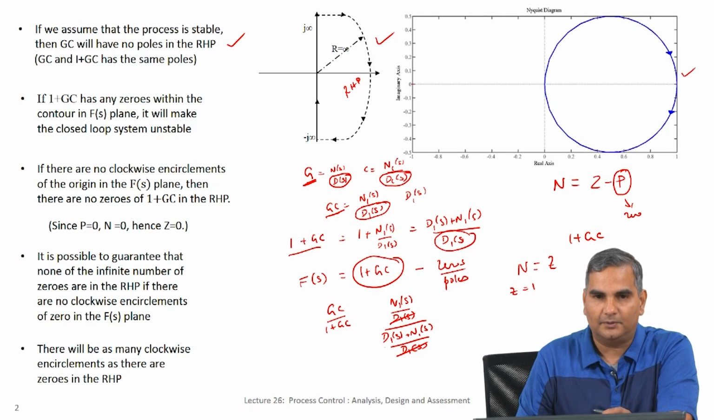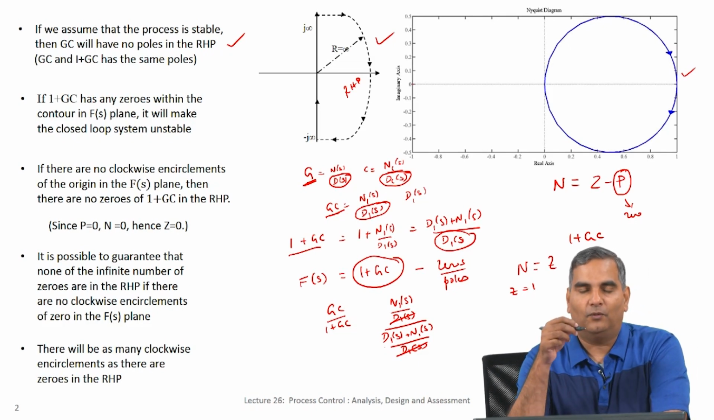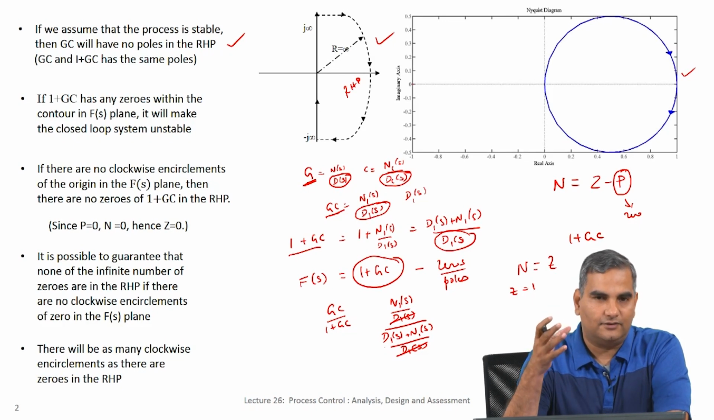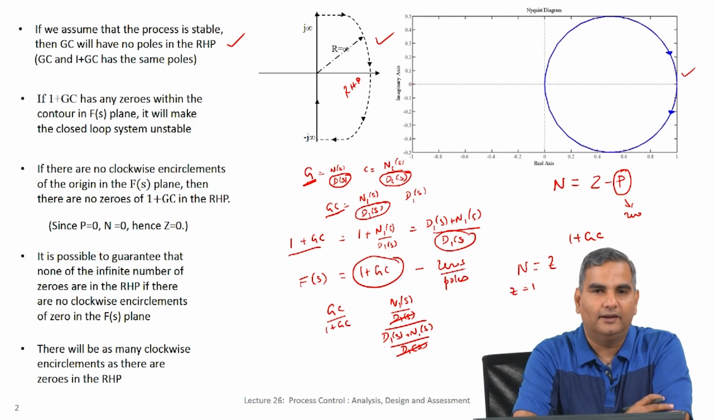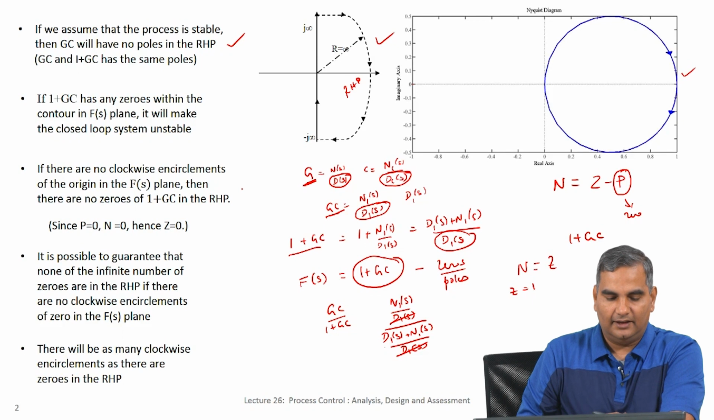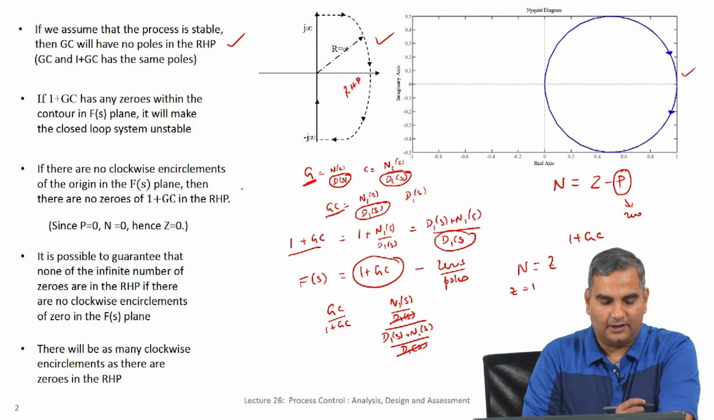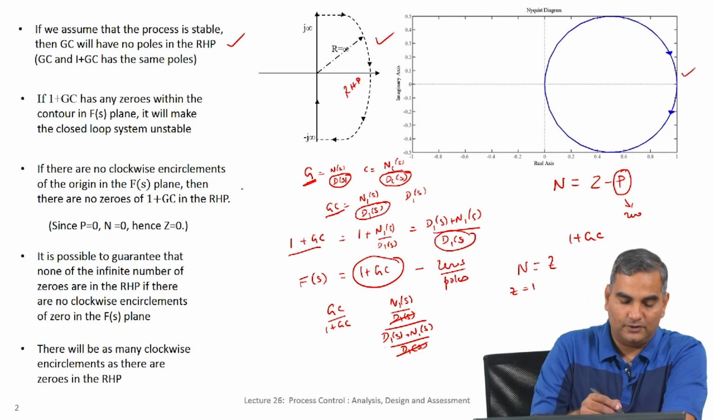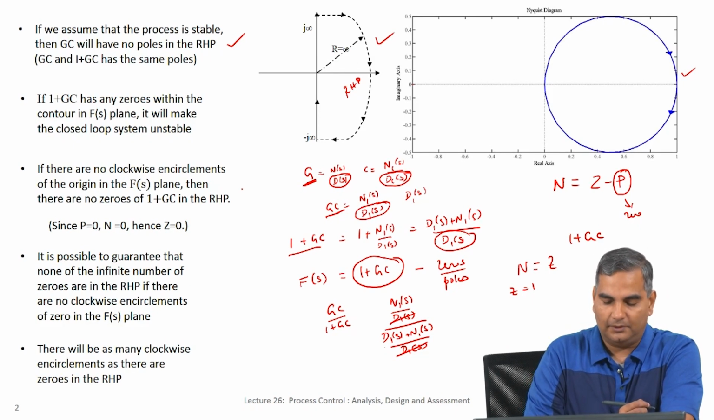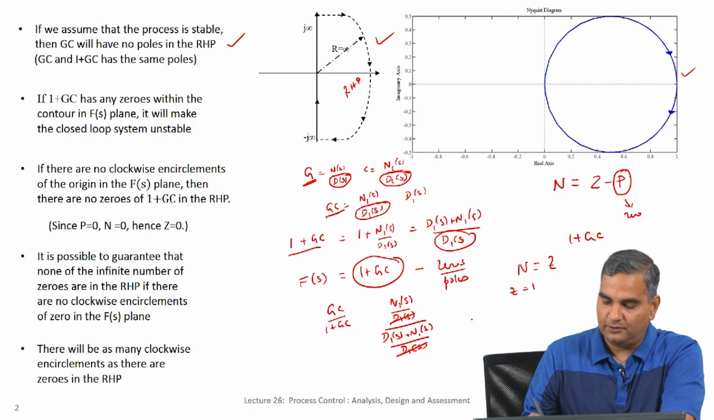which makes the system unstable. So, basically what we have done is we have reduced the identification of stability to simply counting the number of clockwise encirclements of 1 plus GC around the origin. Okay, that is a beautiful and simple result. So, this says if there are no clockwise encirclements of the origin in the F of s plane, which is 1 plus GC, then there are no zeros of 1 plus GC in the RHP, because no clockwise encirclements will mean N equals 0.